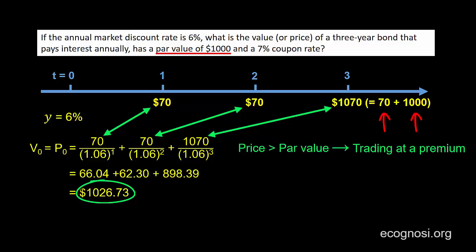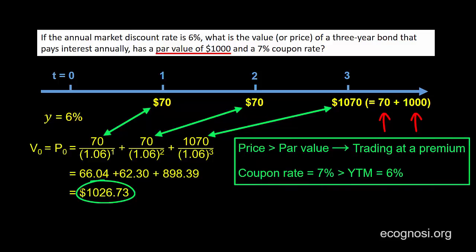Assuming you went through your thought process, the reason is the 6% market discount rate or yield to maturity can also be interpreted as the rate of return that investors require in order to invest in this bond. So investors require 6% and this bond offers them a 7% return, the coupon rate. Since it offers them more than the required rate of return, they are willing to pay a premium to purchase this bond. That is, pay a price that is higher than the bond's par value.